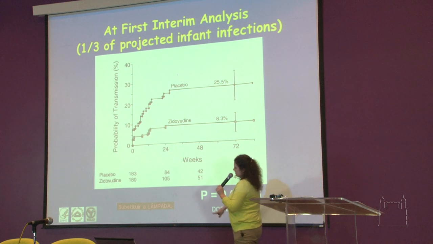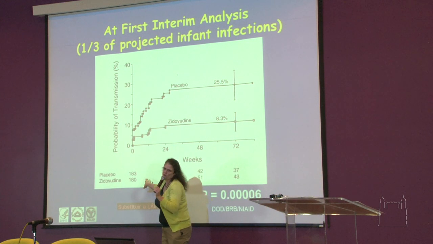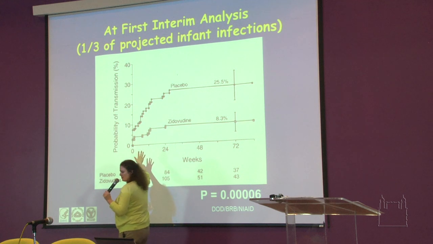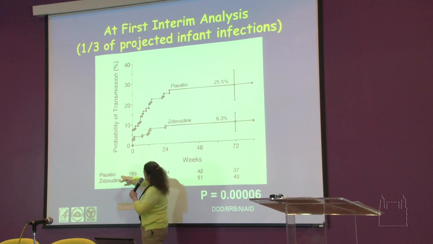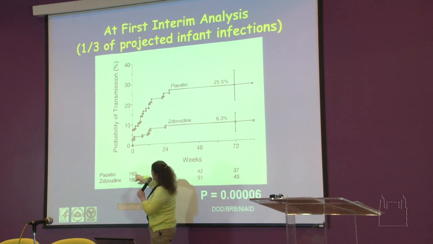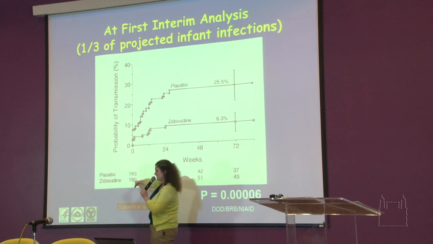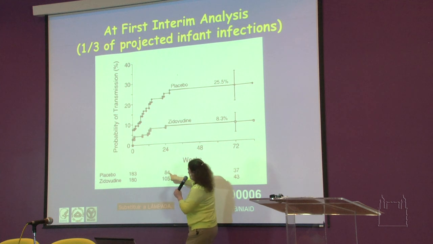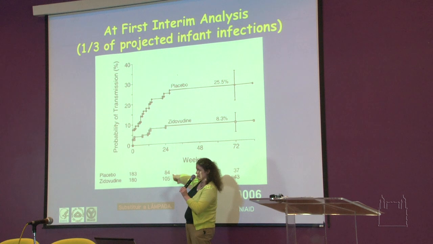Now, why is that? So underneath, if you have a good graph coming out, these are our Kaplan-Meier curves, I've got numbers, placebo and zidovudine. So what this says is that at time zero, I have data on 183 babies in the placebo arm and 180 babies in zidovudine. At 24 weeks, my data is based on 84 babies in placebo and 105 in zidovudine.